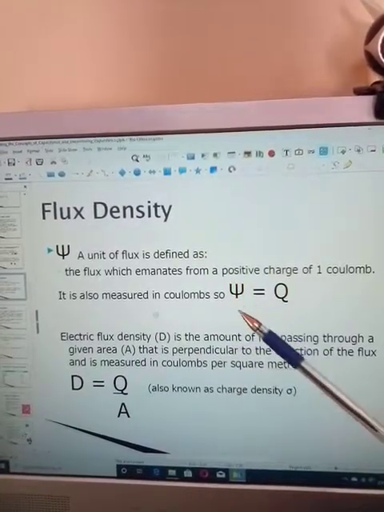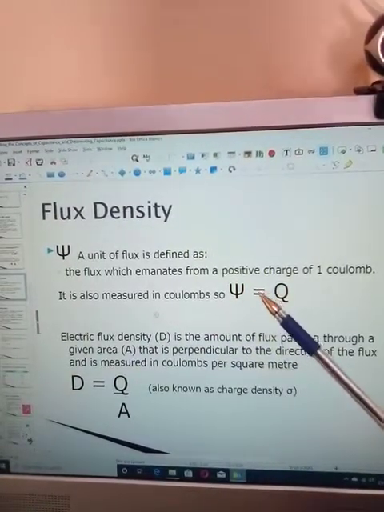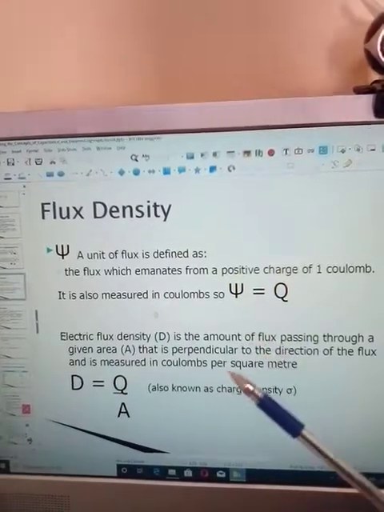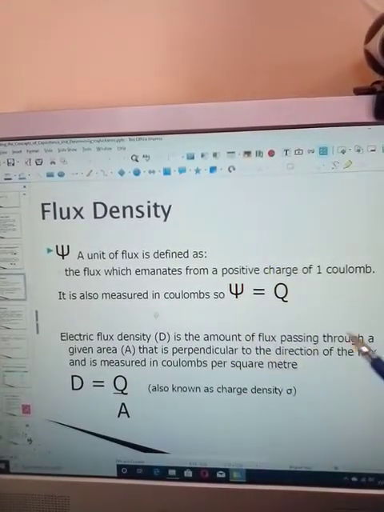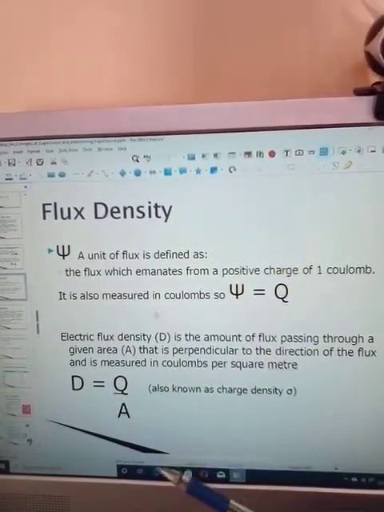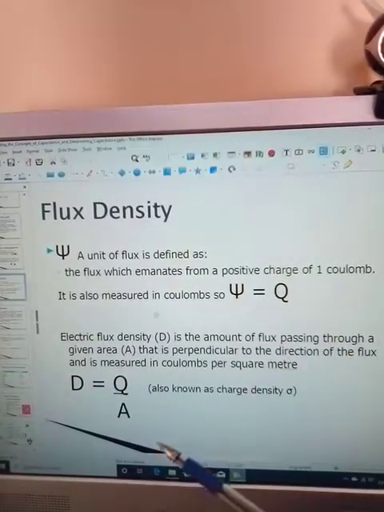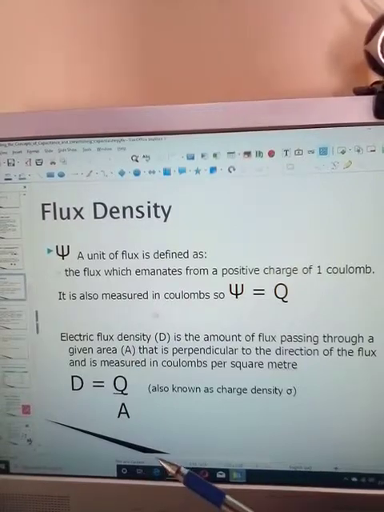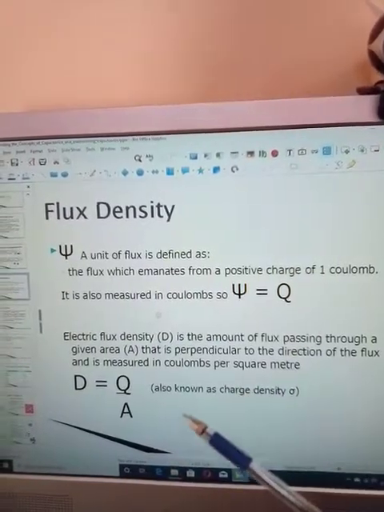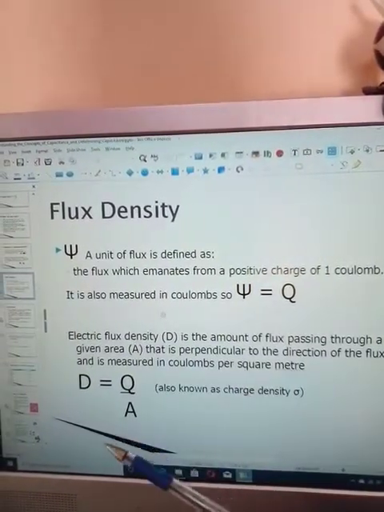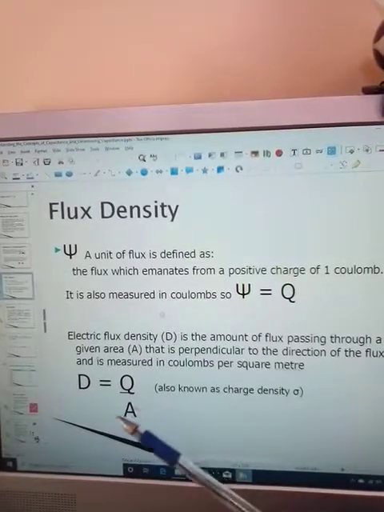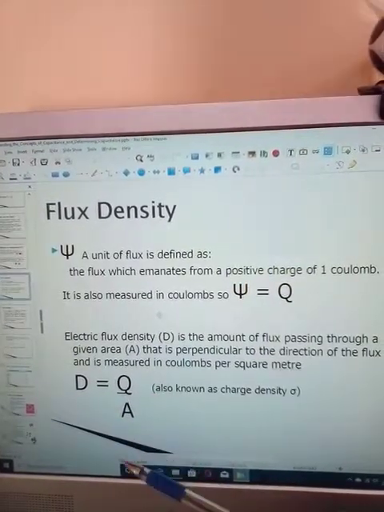Let me be sure I've got this right, what I've said. Electric flux density, D, is the amount of flux passing through a given area that is perpendicular to the direction of the flux, and is measured in coulombs per square meter. D equals Q over A.